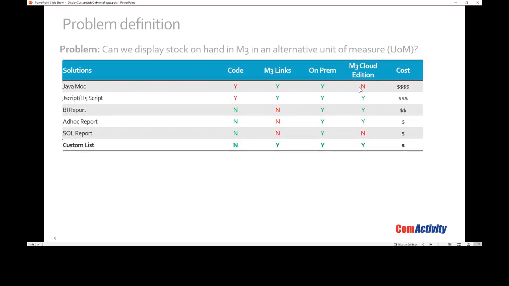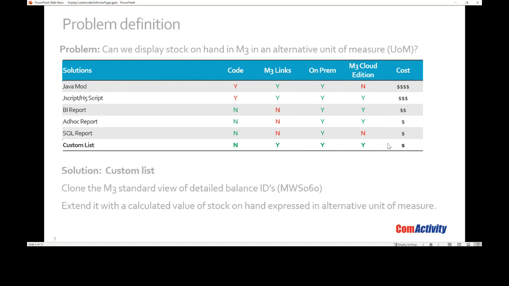And then we have the custom list. This is the one that we prefer, which is the one we're going to talk about today, which is the no code. You can use the M3 links. We can have on-premise, and it can work in the cloud, and it's very cheap. That is the solution.